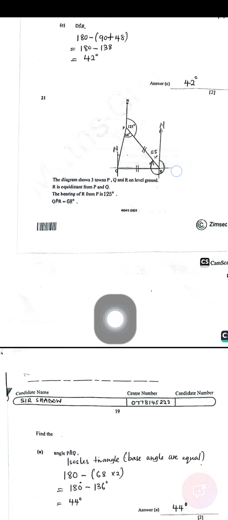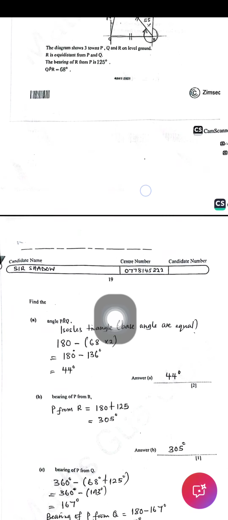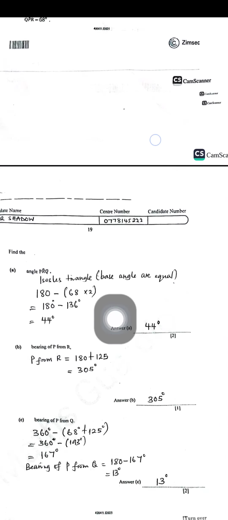Then, considering the other angle, we have the Z angle, which is right here, and also right here. This is a Z angle. So this angle and this angle are equal. So it's 125 plus 180 outside. I still get 305. This is an alternative way of finding that bearing.